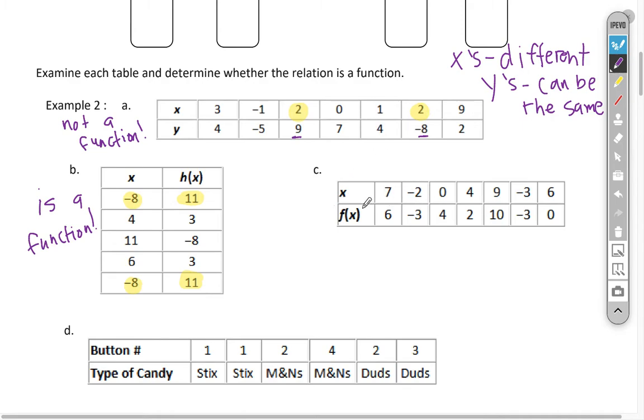All right, now let's look at C. Do we have any x's that are the same? No. But we do have some y's that are the same, right? Because don't forget, f of x is just a fancy y, okay? That's why we have h of x, f of x, but it's the same thing as y. Well, we wrote this little note up here that y's can be the same. So we don't have any x's that are the same. So what do you think? This is a function.